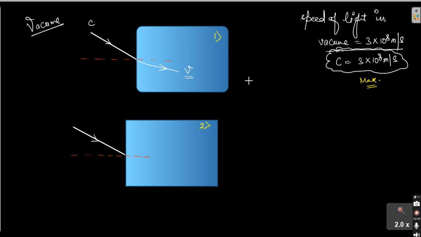First of all, you have to keep in mind that the value of V will be less than the value of C, because the speed of light in vacuum is maximum. Suppose this is glass or water. This is medium 1, a denser medium, and this is the second medium. These two mediums are different. When light enters the first medium, its speed becomes V1, and when it enters the second medium, its speed becomes V2.